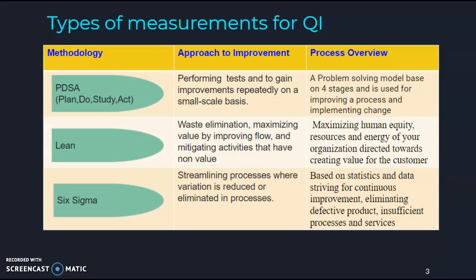We're also going to look here at the lean methodology. It's just waste elimination. It includes that. It maximizes value by improving flow and mitigating activities that have no value to the organization or to the patient. We want to maximize our human equity. That's our people. Our resources and energy of our organization are directed towards creating the value for the customer or the patient. Six Sigma is another methodology. It's streamlining processes where variation is reduced or eliminated in the processes based on statistics and data, striving for continuous improvement and eliminating defective product, inefficiencies, processes, and services.